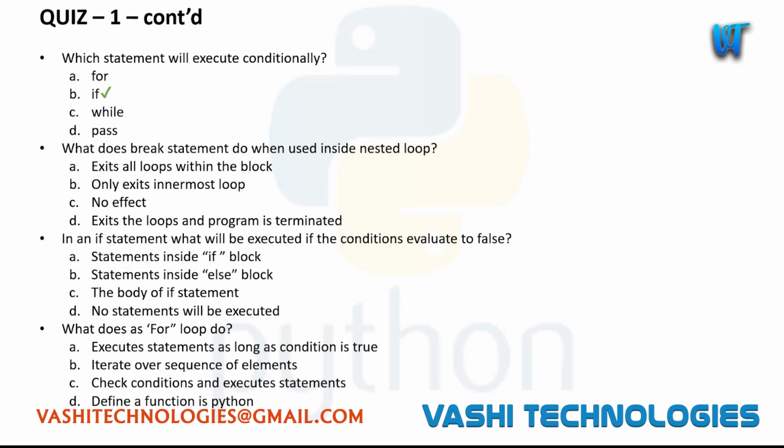For and while are kind of, they will execute unconditionally. In case of for, it will execute as long as the sequence has not ended. In case of while, it will keep on executing as long as the condition is evaluated to true.